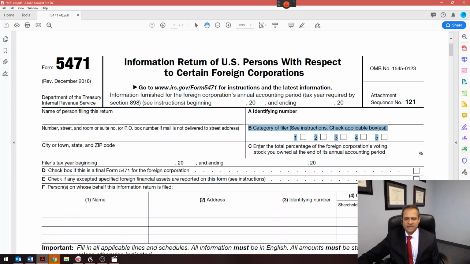Similarly, item C, enter the total percentage. How much of the percentage of the foreign corporation is owned by the person filing this form? That needs to be completed as well.